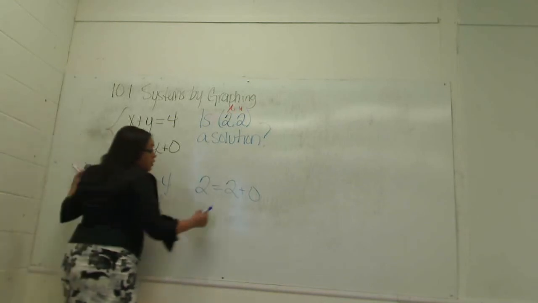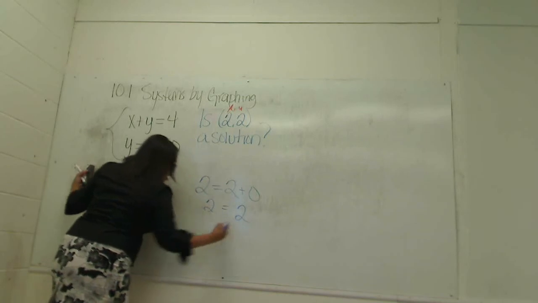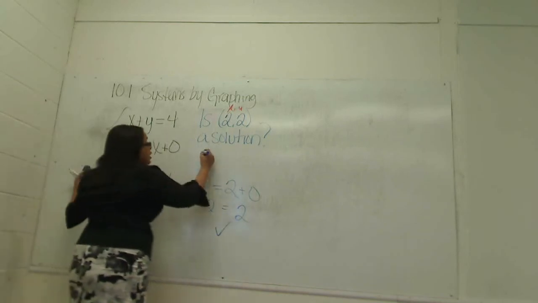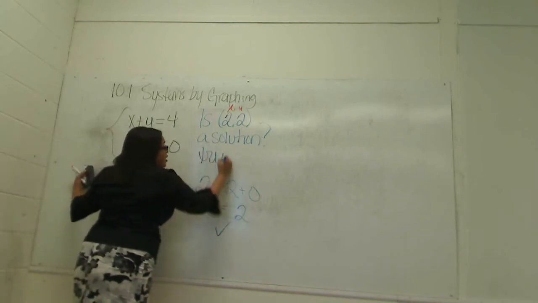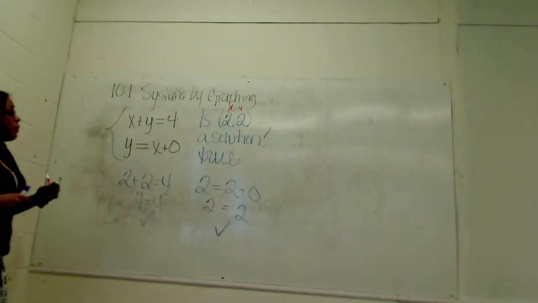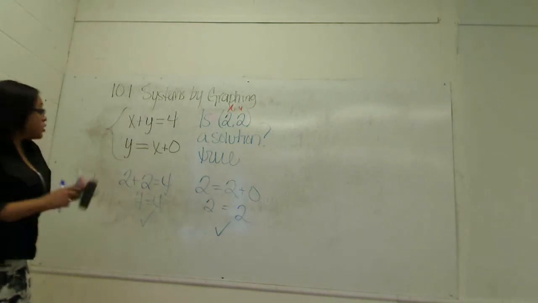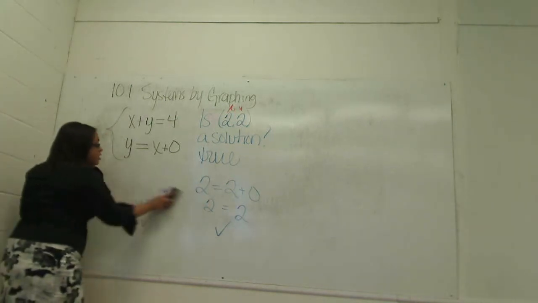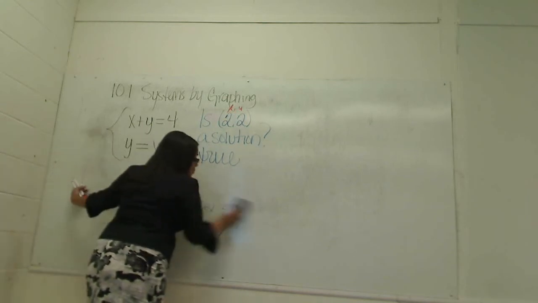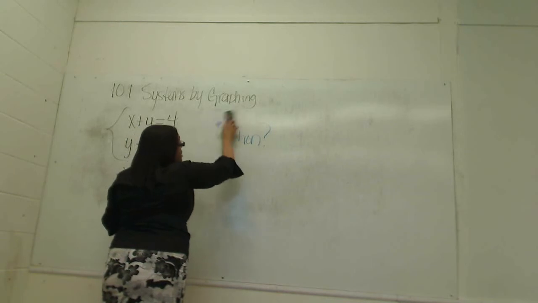Let me try the second one. 2 plus 0 is 2. 2 equals 2. Yeah, that works. So (2, 2) is a solution. That is true. (2, 2) does work. That means if I were to graph these lines, at the point (2, 2) they should intersect. But we're going to work through that and make sure we can. This will be my last graphing problem, and I'll move on to the next time.